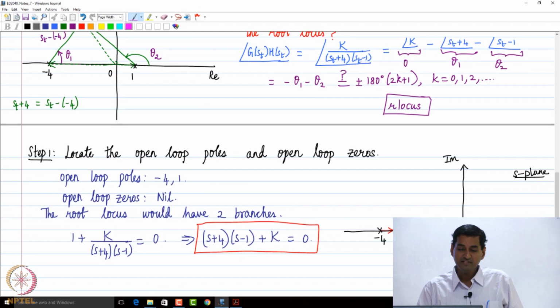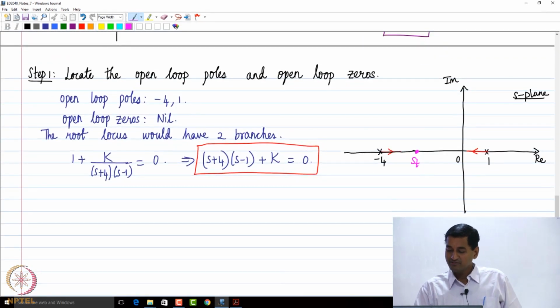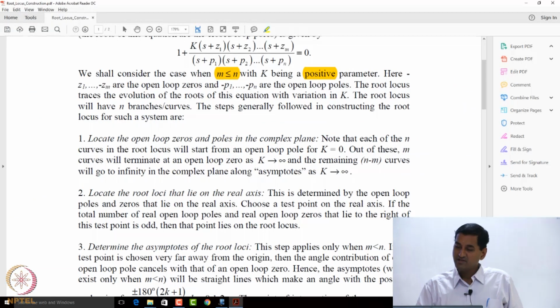Now comes the question: what happens as k tends to infinity? If we go back to this, I hope it is clear why each one of the n curves will start from an open loop pole at k equals 0. Now, m of these curves will terminate at an open loop zero as k tends to infinity, and the remaining n minus m curves will go to infinity in the complex plane along what are called asymptotes.